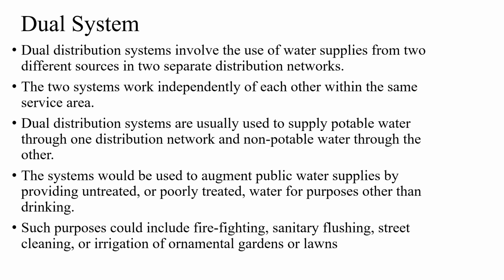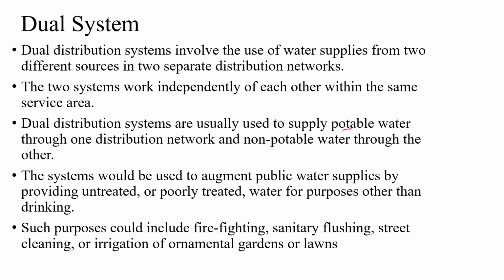It can be used for elevated reservoir or from directly pumping reservoir, right? Dual distribution system involves the use of water supplies from two different sources in two different distribution networks, like we already understood. These two types of system work independently. They don't have contact. Dual distribution systems are usually used to supply potable water through one distribution network and non-potable water through the other.